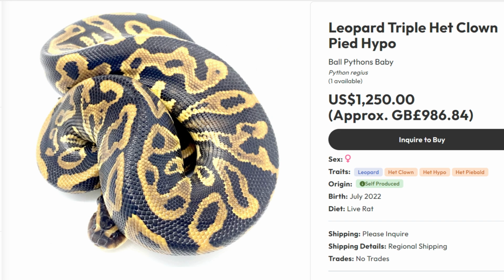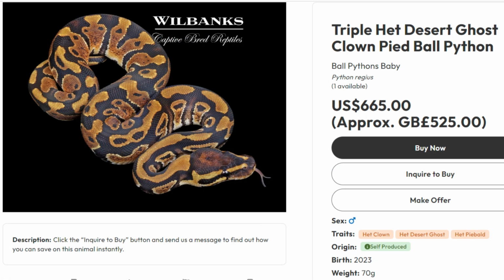So after that, we've got this one, and like I always say, if you don't know about Wilbanks Captive Bred Reptiles, I would recommend taking a look. Mike Wilbanks has been producing amazing ball python morphs for a long time. He knows how to make quality combinations, and this is quite a serious investment snake he's made here. This is a triple het desert ghost clown pied ball python. So technically speaking, it's a normal.